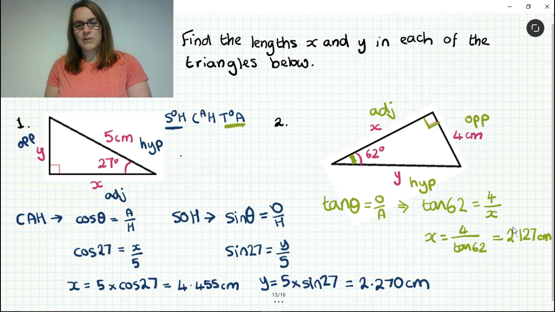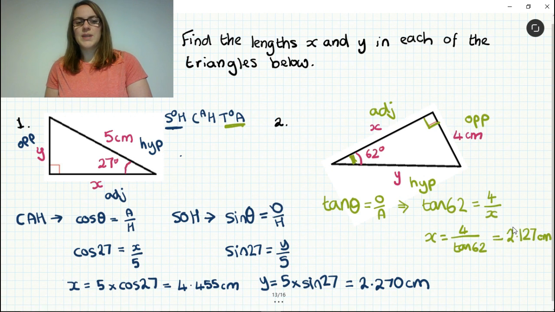So don't get thrown off by your diagram. Just check that your answer is sensible, and check that if you know your hypotenuse must be longer than the other two. So 2.127 does make sense. So now we need to find y.